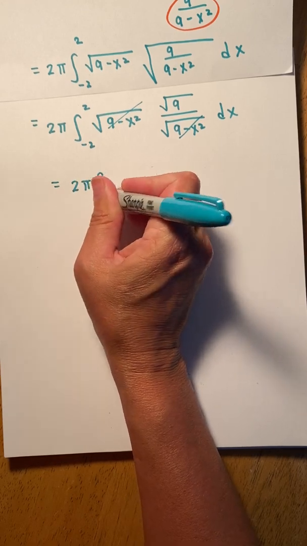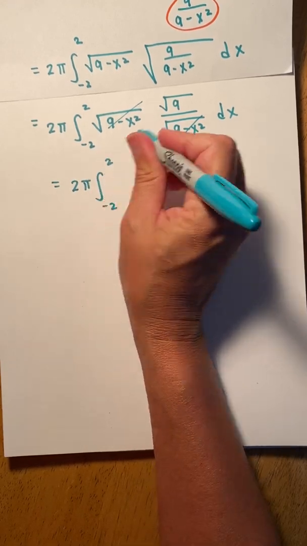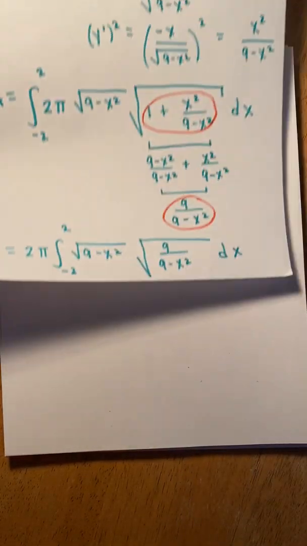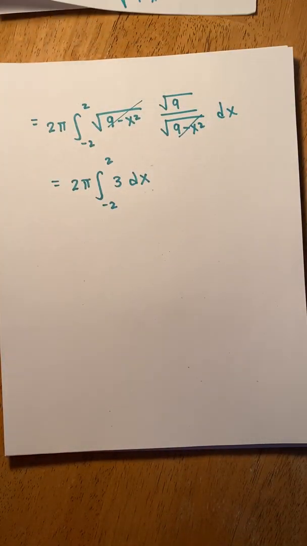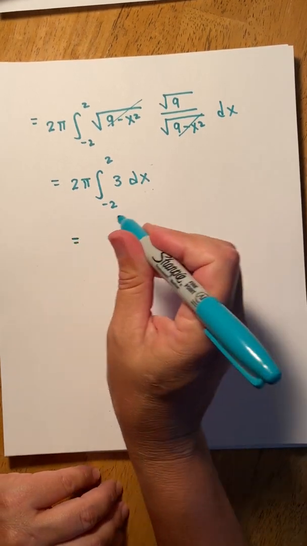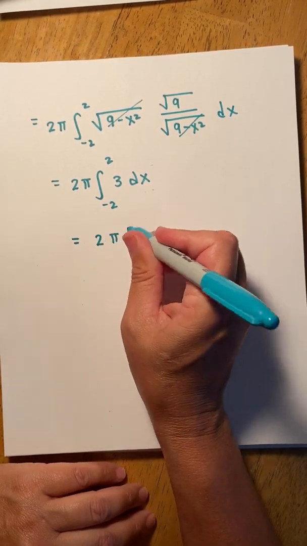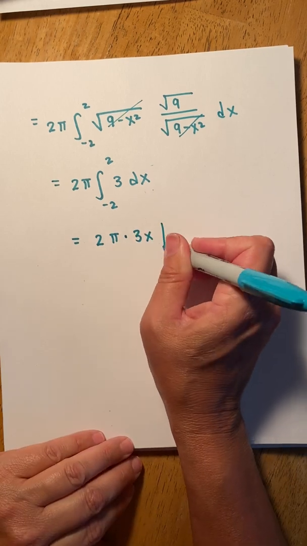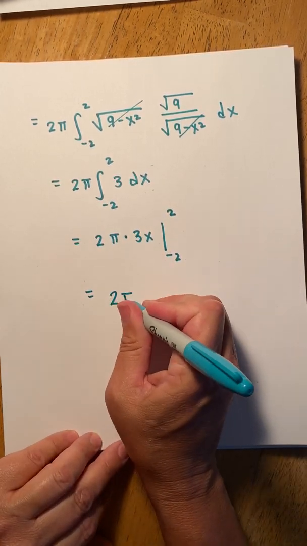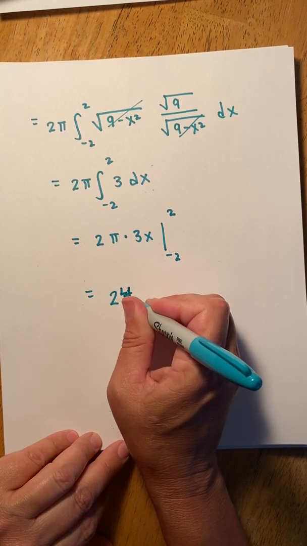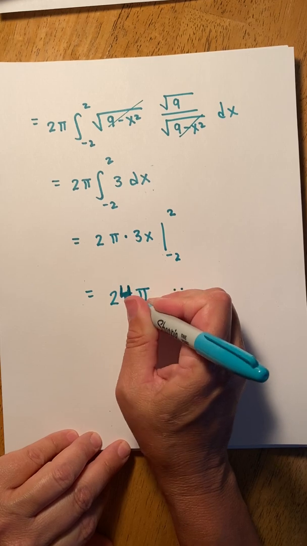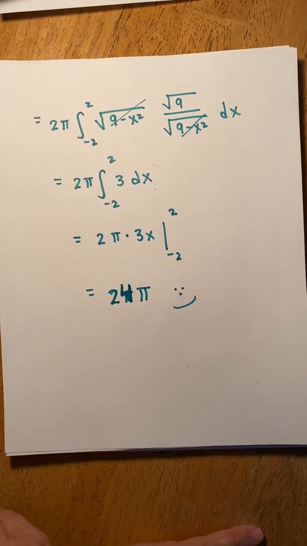2 pi, negative 2 to 2, the square root of 9 is 3, dx. So this horrible integral reduced down to integrating the constant 3. And when we do this, we get 2 pi times 3x. We evaluate that from negative 2 to 2. We get the surface area, 24 pi. Big fat 4, there we go, 24 pi.